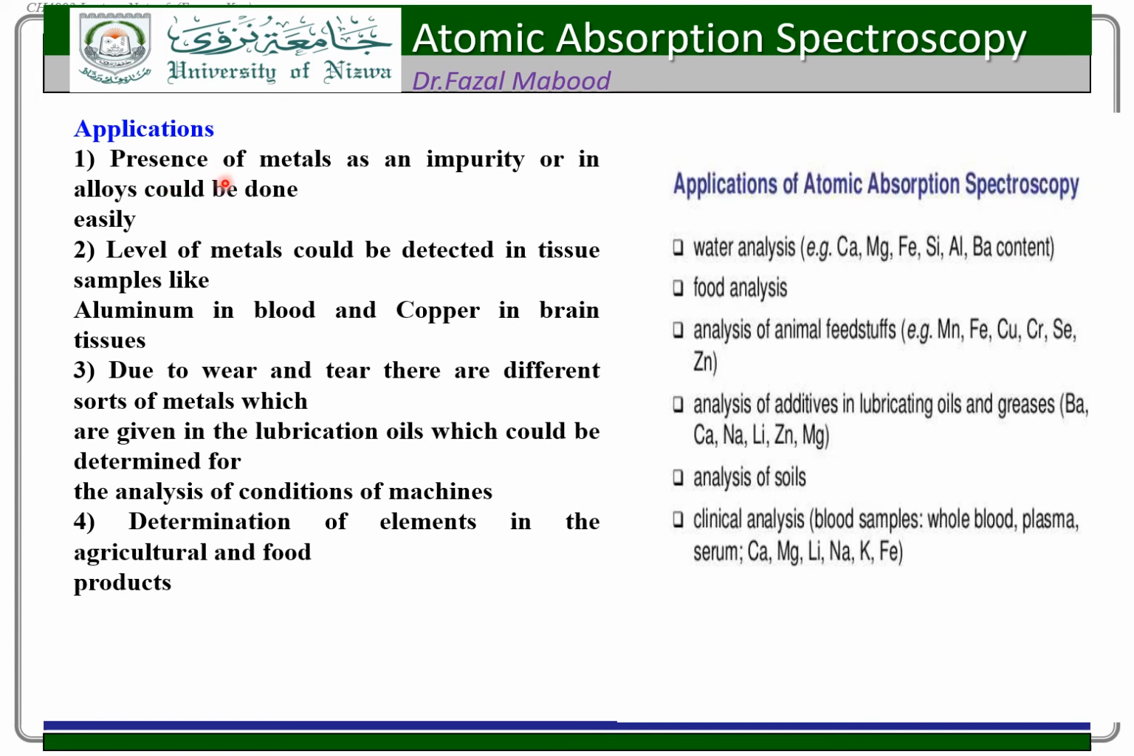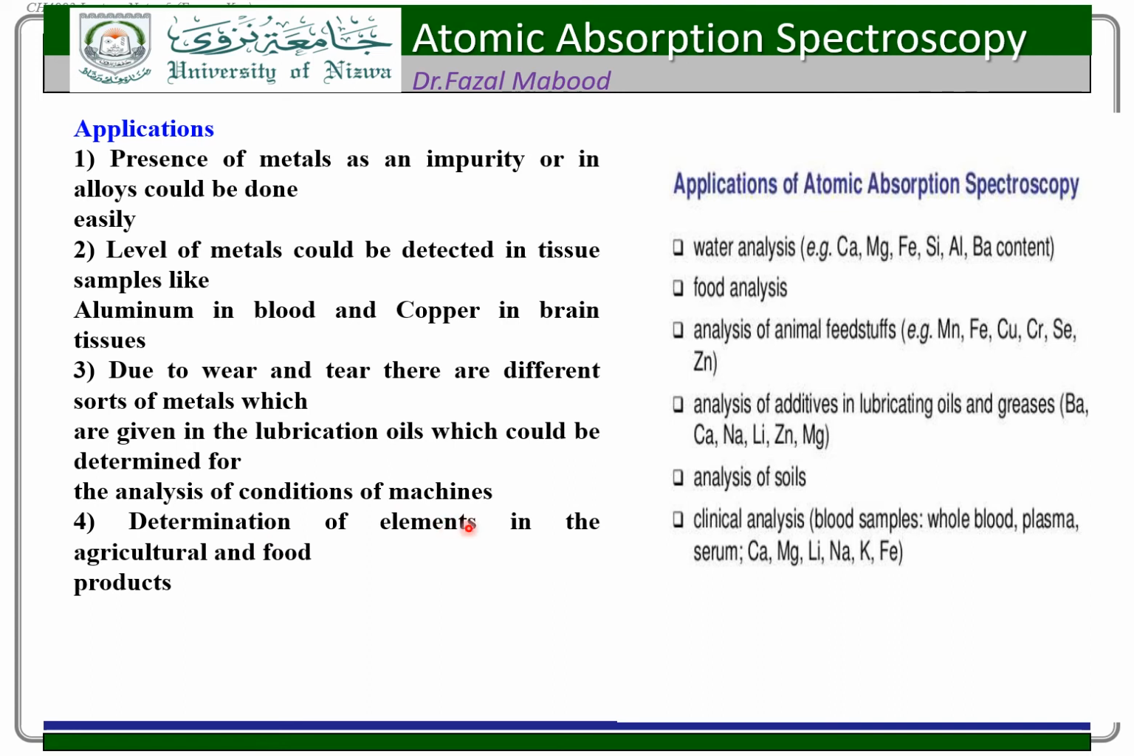Application. With the help of atomic spectroscopy, the presence of metals as impurities or in alloys can be found easily. Levels of metals can be detected in tissue samples, like aluminium in blood or copper in brain tissue. Due to wear and tear, different sorts of metal are given off into the lubrication oil, which can be determined for analysis of the condition of machines.